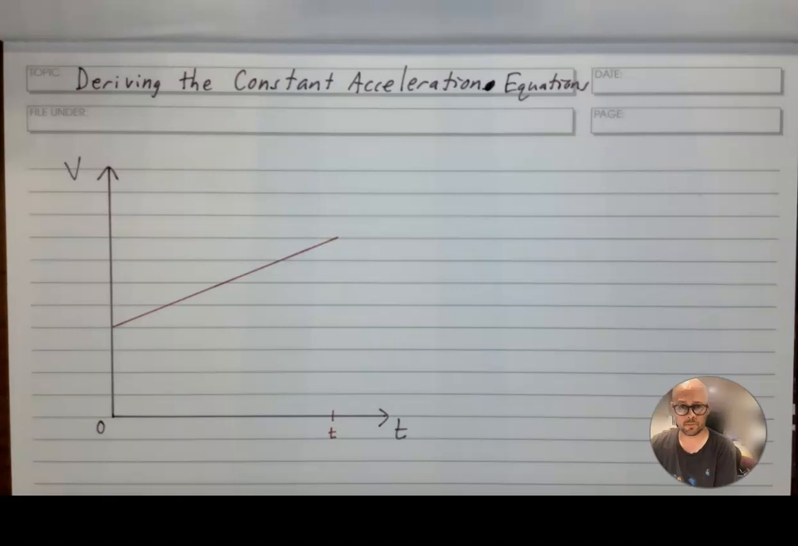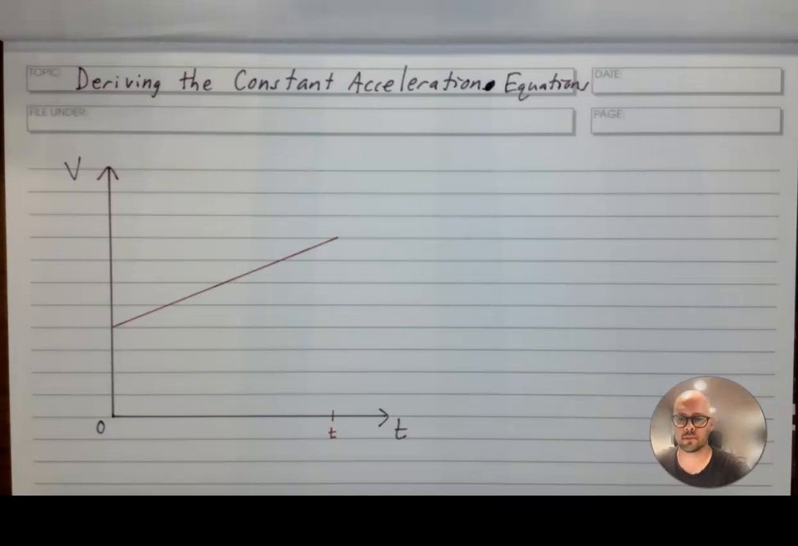Three of the equations are in your equation sheet, and a fourth one is not, but it can be pretty useful to know that fourth one as long as you're careful to know when to use it. So this first part of the video is going to be showing you where they come from.